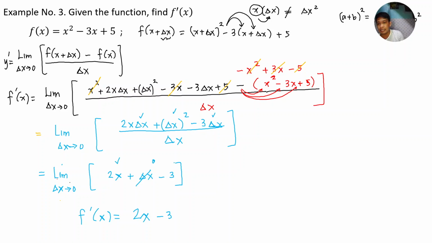Since 2x minus 3 ay treated constant, since ang variable na kinoconsider natin approaches 0 is delta x. Thus, x is treated constant. And limit of a constant as a variable approaches any number will always be a constant. So therefore, the derivative of the function x squared minus 3x plus 5 is 2x minus 3. Let's proceed with the next example.